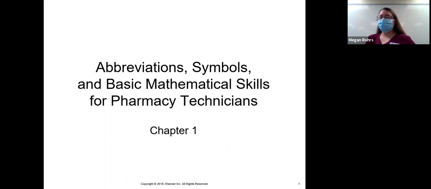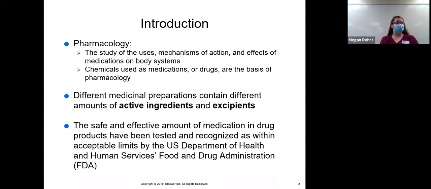So starting with pharmacology. Pharmacology is just the study of how drugs work in the body. We're going to be studying pharmacology a lot this quarter. So we're going to get into various body systems and then the diseases and conditions of each system, as well as drugs used to treat all of those diseases and conditions.